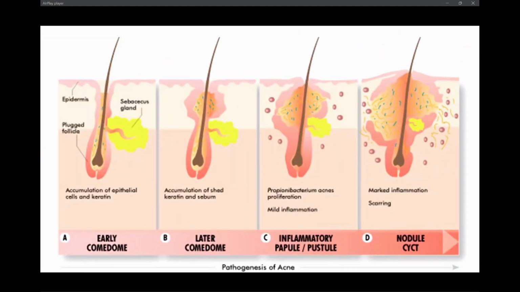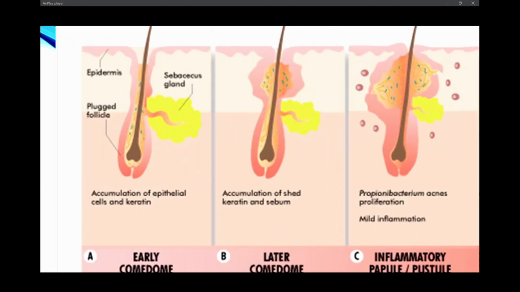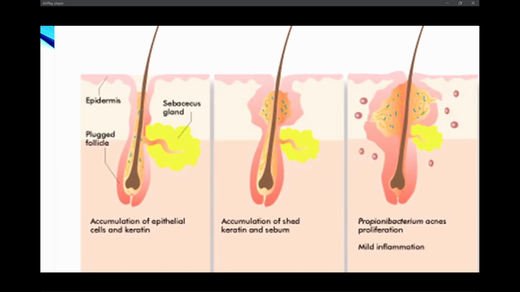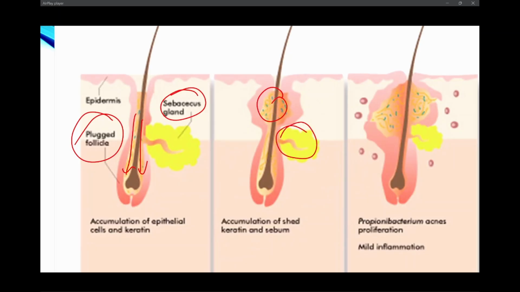So here's that example. Here's our sebaceous gland right there. Here's our plugged follicle, because all this keratin is falling down into that little space and it's plugging it up. So now we're plugged up, but this gland is still pumping oil, sebum, into the follicle. It doesn't know that it's plugged. It's just the job of the gland. So we get accumulating more sebum and more keratin in that area.